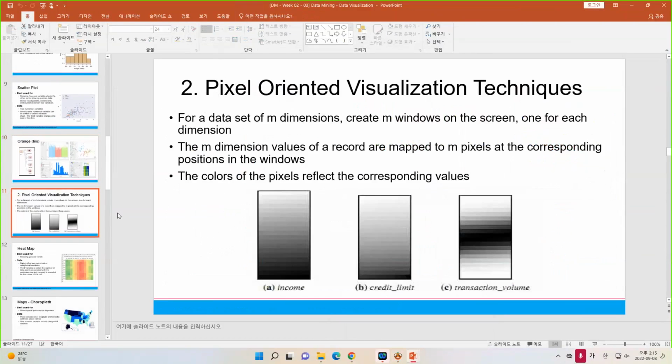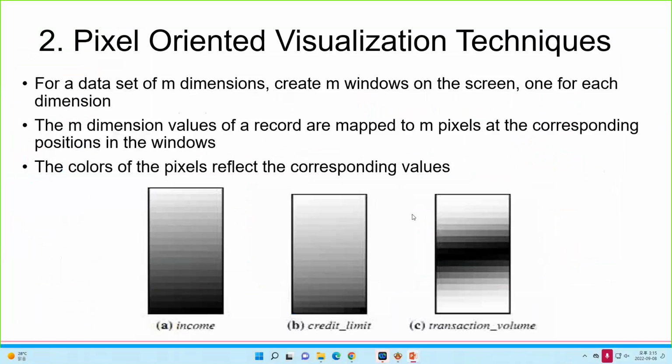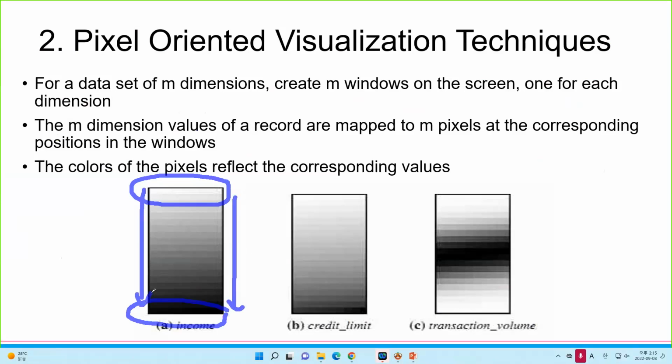Okay, next is about pixel oriented. I will explain this one. Pixel oriented refers to color or images. If we have this income data, when the pixel is white, it represents low income. If it goes to dark or black, it is high income. So the values in between go from low income to high income.